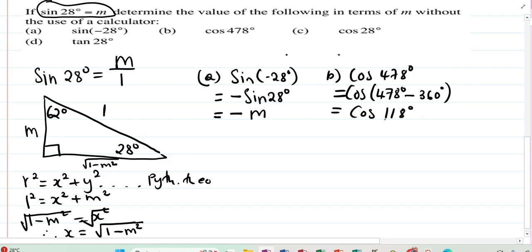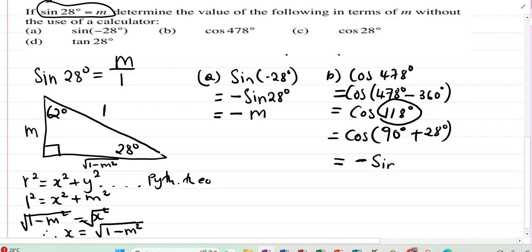I need to find a way of writing this in terms of a special angle and an angle that is already in the diagram. The easiest way to go about it is to write it as the cosine of 90 degrees plus 28. Then you reduce this. So 90 plus is in the second quadrant. How is cos in the second quadrant? Negative. And since this is 90, the cos will change to become sine. So this becomes negative sine of 28. Sine of 28 is m.